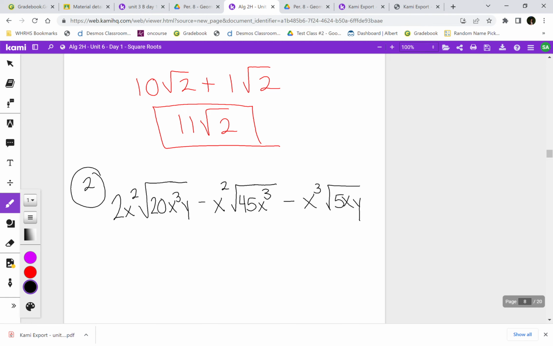Are we ready? Who has an answer for me? Who simplified this down? Chris, what'd you get? 7x cubed root 5xy minus 3x cubed root 5x. So I got something different. Did anybody get something different? David, what'd you get? X cubed root 5x minus x cubed root 5xy. I got something different. Anybody get anything different? Simon? I got 3x cubed times, in parentheses, square root of 5xy minus 5x square root 5x.